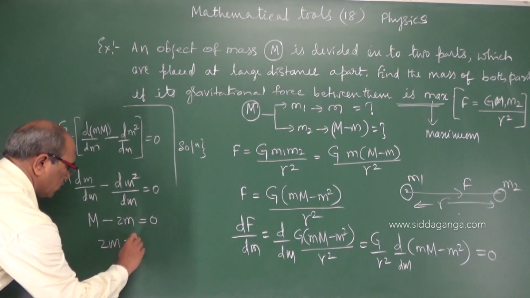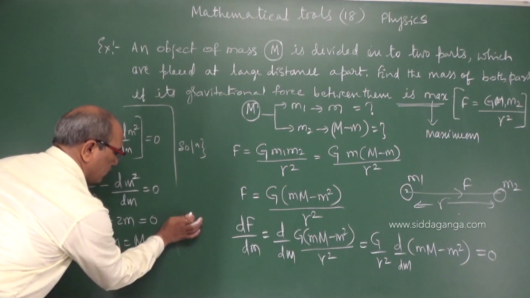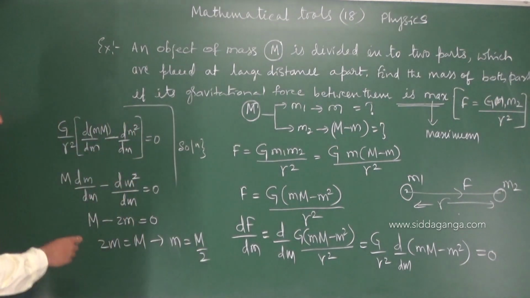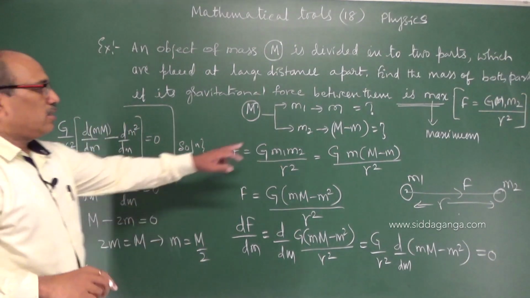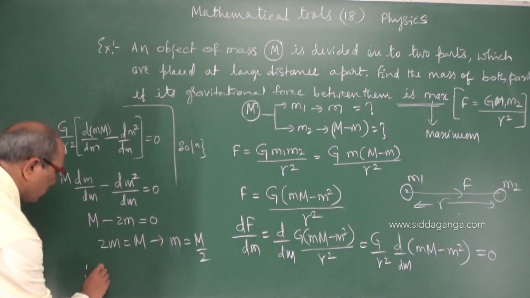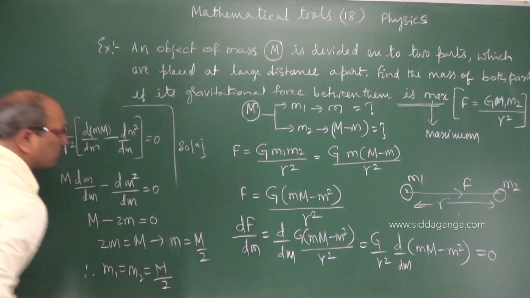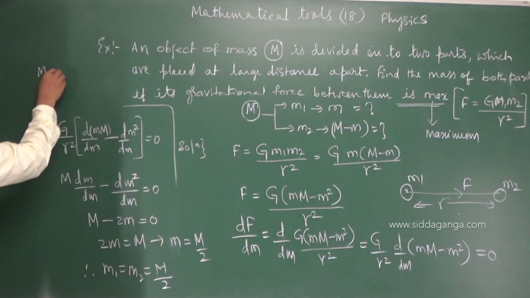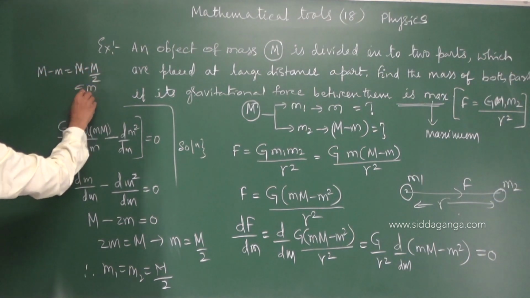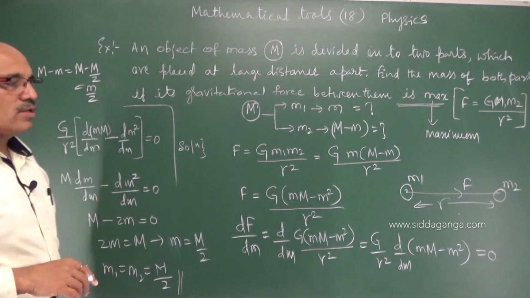or 2m is equal to capital M, or small m is equal to capital M by 2, equally divided, because M minus m by 2 is again M by 2. Therefore, m1 equal to m2 equal to capital M by 2. I have not written the step because capital M minus M by 2 also gives M by 2. Therefore, I have written the answer as M by 2.